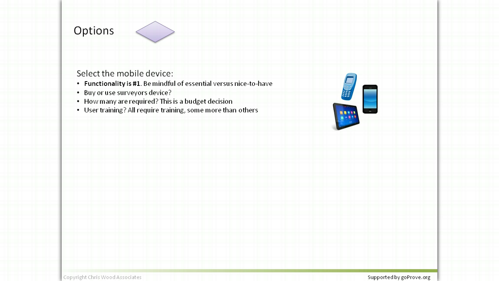Do you need to buy new devices, or could you ask the surveyors to use their own mobile phone or tablet computers? How many devices do you need? This really is a budget decision. And what user training is required? Everybody using these devices will need training, but some may need more training than others.